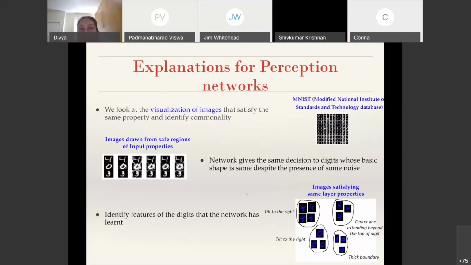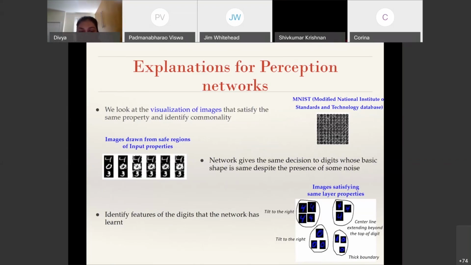So here we present an example case study that we performed on the MNIST dataset, which is a benchmark for image classification networks. We used a model and extracted a number of input properties and layer properties on it. For every input property, we were able to precisely compute boxes in the input space, or ranges of pixel values, for which the network could be proved to give a certain classification. For example, I present here a visualization of images drawn from such boxes for input properties. From this visualization, we were able to infer that the network gives the same decision to digits whose basic shape might be the same, despite the presence of some noise.